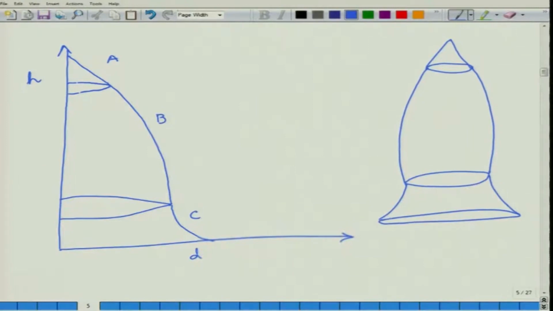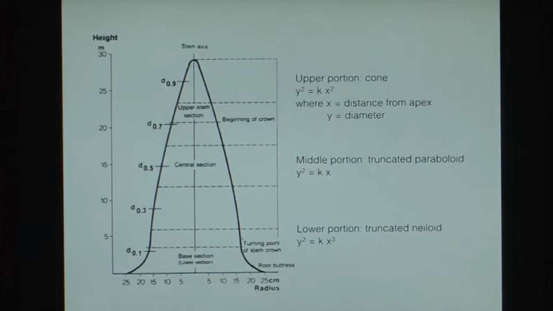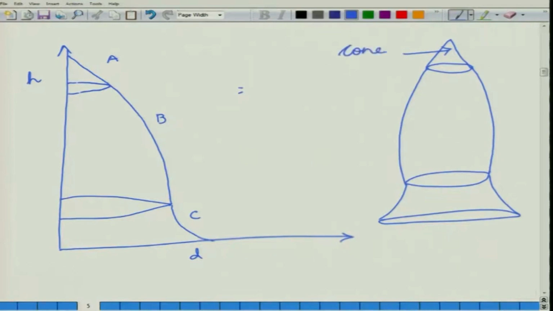If we described the shape of a tree as this, we could derive equations for the various parts. This portion, because it is a cone, will have an equation of y equal to kx. Traditionally we write these equations as y square equal to k1 x square, which is the equation of the upper portion, the cone. Here x is the distance from the apex and y is the diameter.